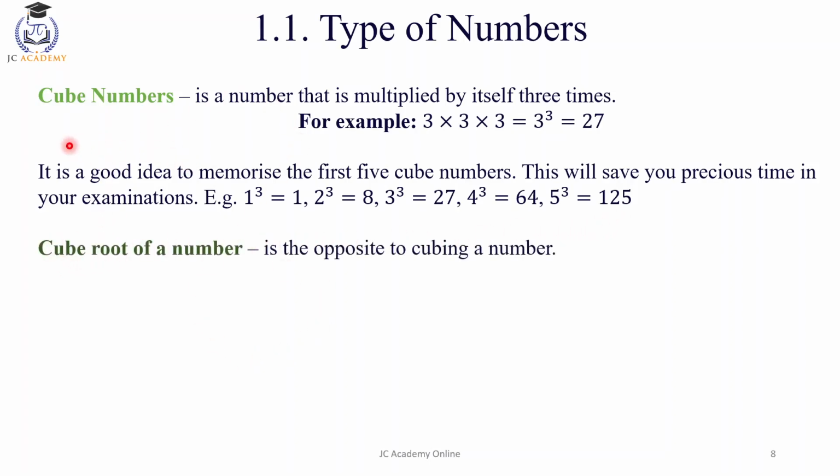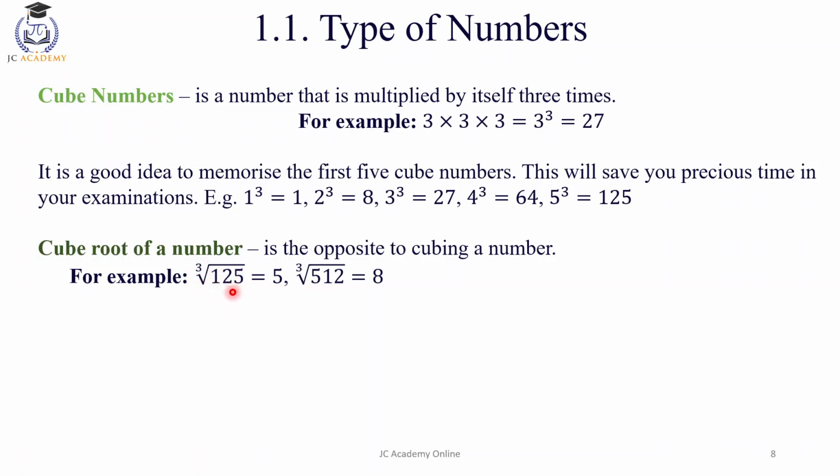Then we have the opposite of a cube number, which is the cube root of a number. The symbol for a cube root has a square root symbol, but the way we know that this is not a square root is because it has the little 3 next to it. It will never be a big 3, because if there's a big 3 next to it, that means it's 3 times. So whenever you're taking the cube root, make sure it's always a little 3.